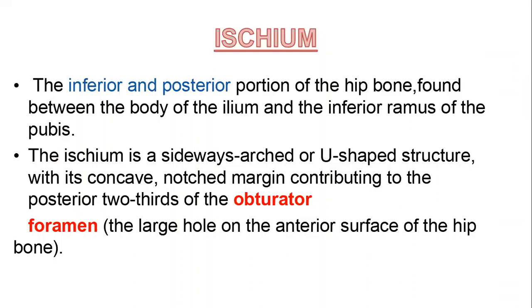We have the ischium. The inferior and posterior portion of the hip bone is where the ischium is found, between the body of the ilium and the inferior ramus of the pubis. So when we deal with the pubis, we will also consider where the ischium is found. The ischium is a sideways arced or U-shaped structure with its concave notched margin contributing to the posterior two-thirds of the obturator foramen. As said earlier, the large hole on the anterior surface of the hip is known as the obturator foramen.